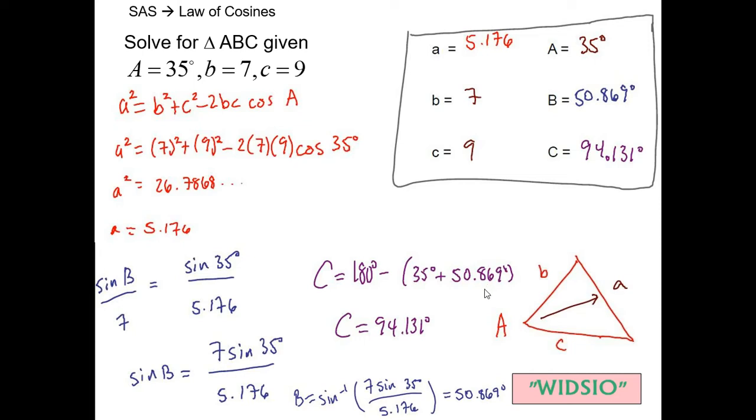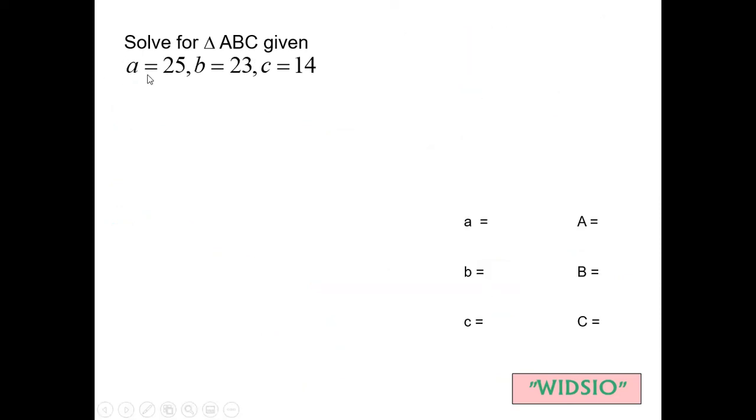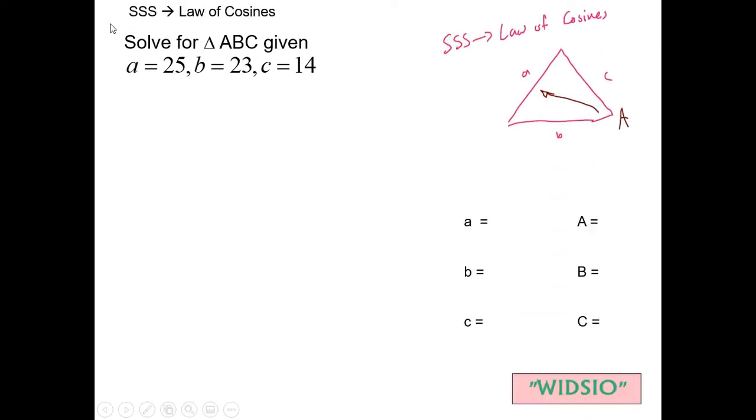Okay, we'll continue on. Here's another example. Now I've got side, side, side. I've got side A, B, and C given there. And what can we do with that? Well, we can use the side, side, side law of cosines.